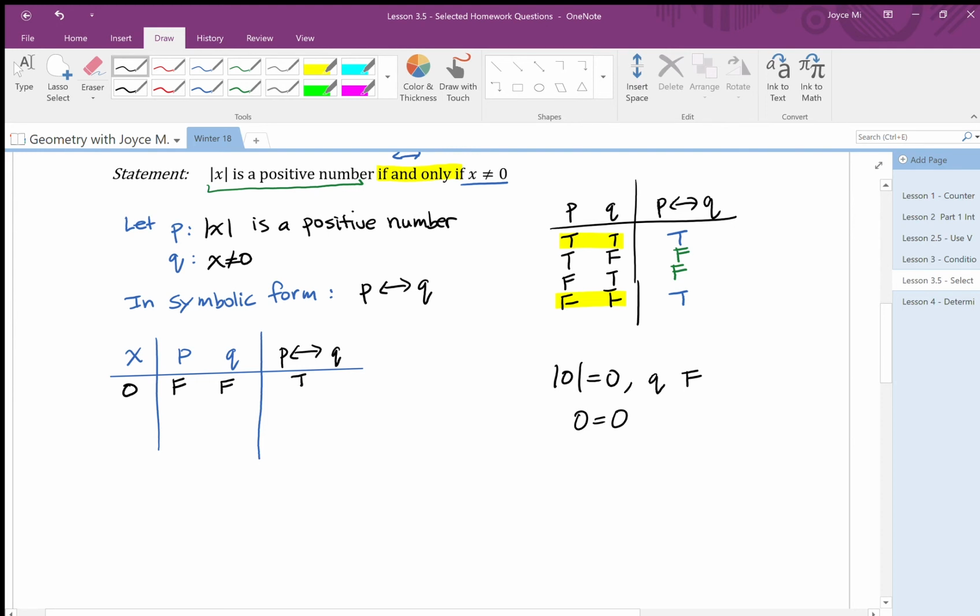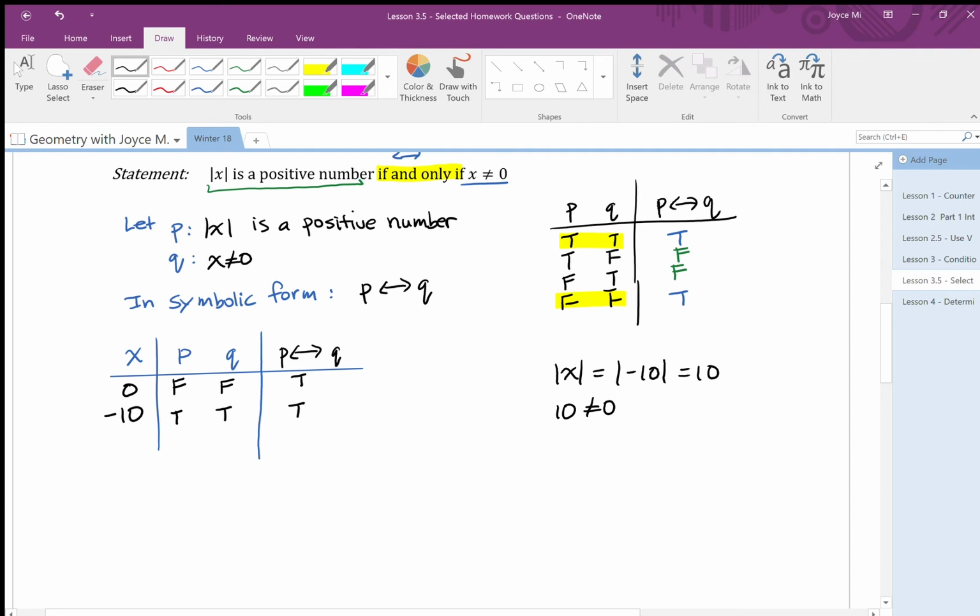Let's pick something where x is not 0, say negative 10. P is the absolute value of x, which is the absolute value of negative 10. This is just 10, and 10 is a positive number, so this is a true statement. And for Q, 10 does not equal 0 is also true. For true and true, both components are true, so my biconditional is also true.